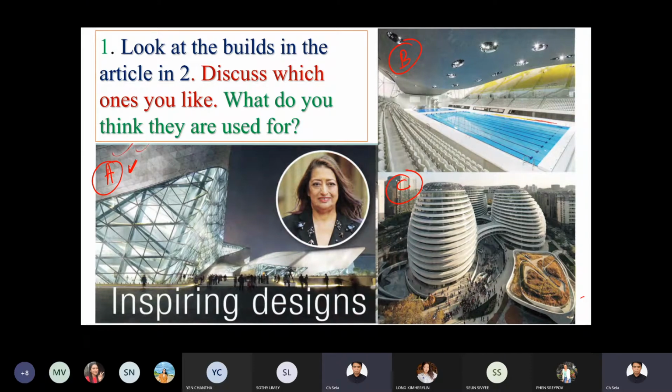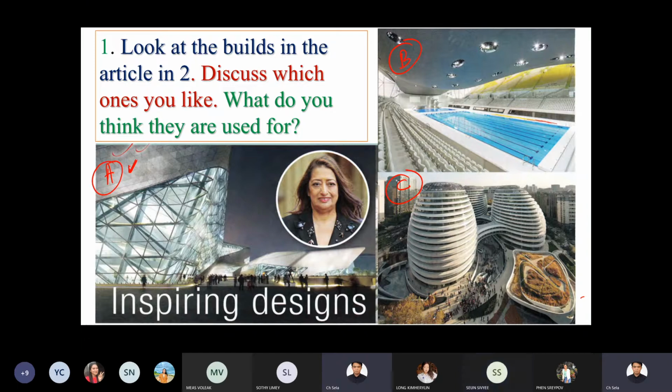Because I am interested in design. The design, right? It looks wonderful. Okay. Yes. Thank you very much. But let me ask you one more question. What do you think picture A is used for? The building in picture A is used for? Okay, what happened? Okay, let me ask Suji then. Hello, Suji. Hello. Yes. Which one do you like?